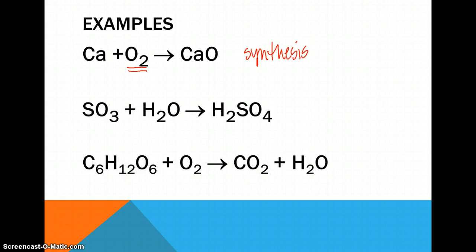We're taking 2 things and combining them together to give me one. Next one, 2 things combine together to make one. This is also a synthesis reaction. Last one on here, I'm taking one thing, mixing it with oxygen, and making carbon dioxide and water. Ding, ding, ding! You are right! Yay! You are the winner of a combustion reaction! Little applause for you.